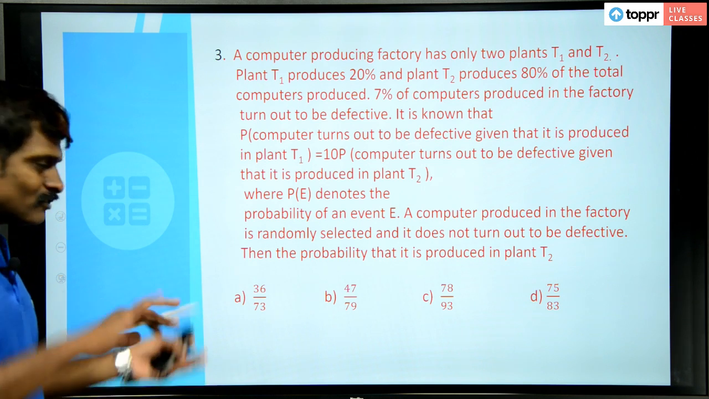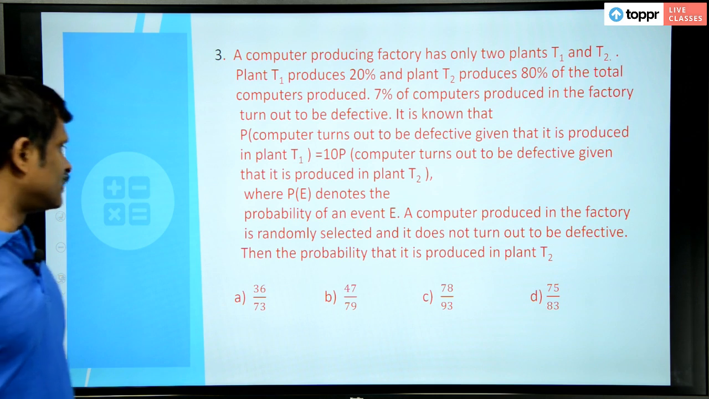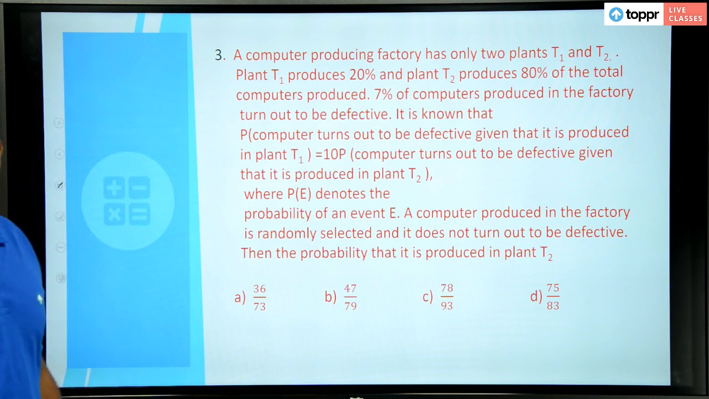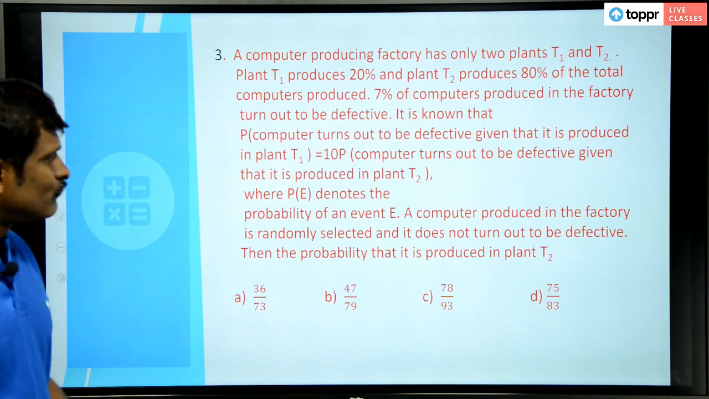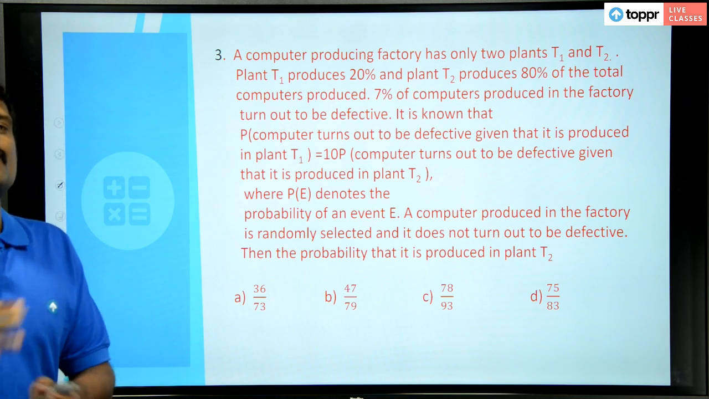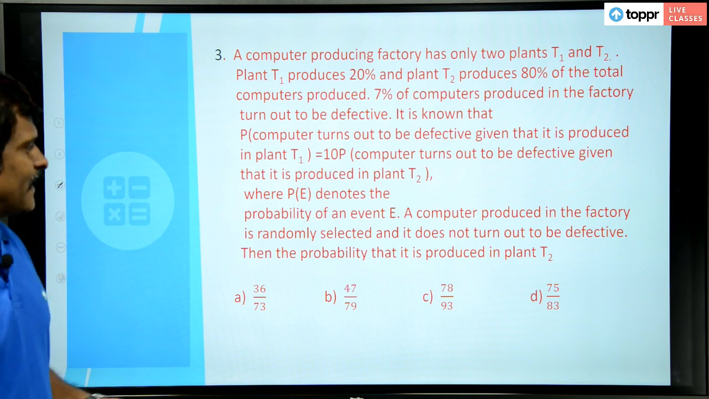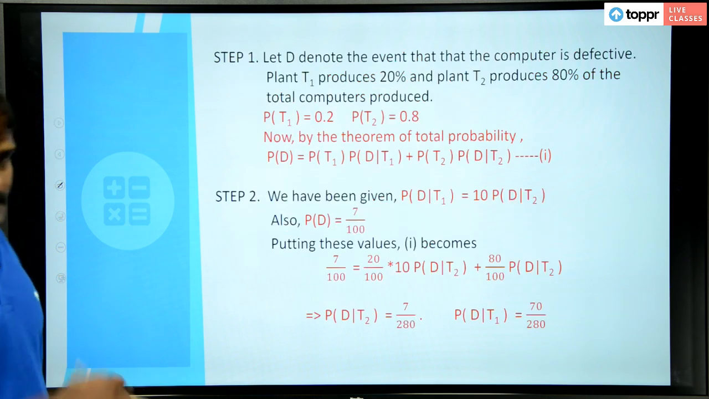See, these are twisted, turned sentences he is giving. Then the probability that it is produced in plant T2. So, we have to find out the probability that it is produced in T2 given non-defective, means T2 given not D, if you say D is the defective one. I will not confuse you, let us get into it.